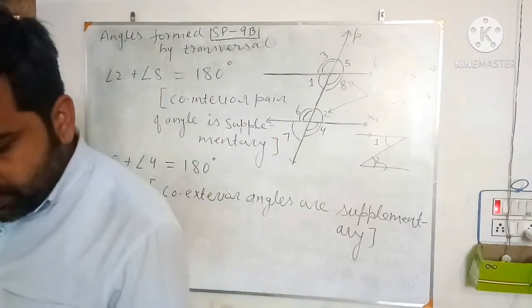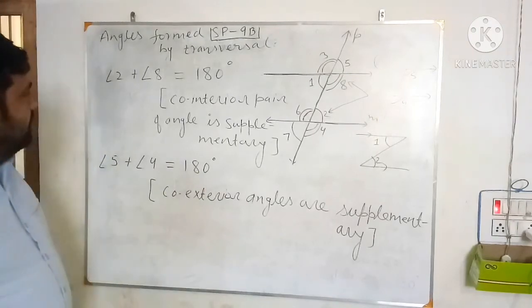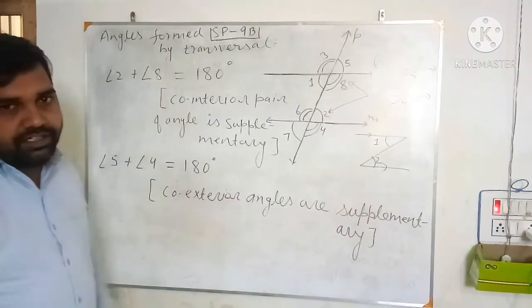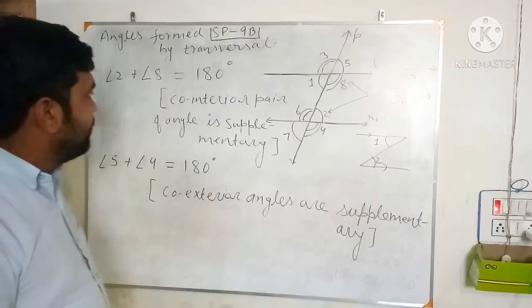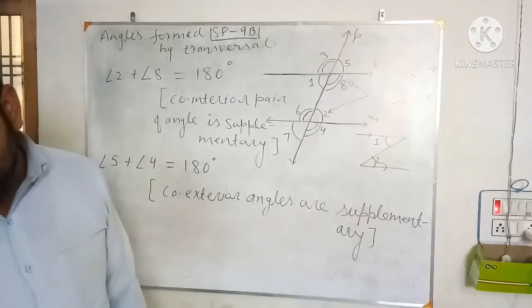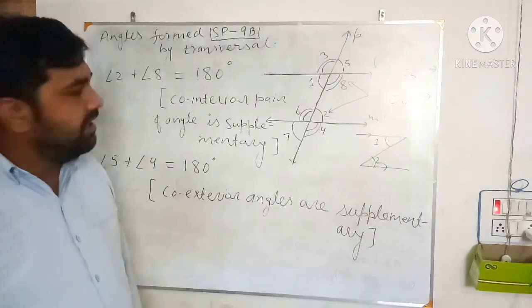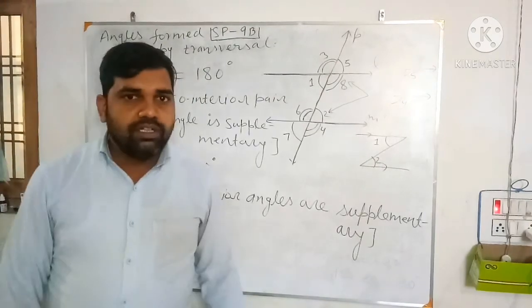So this is all for today, students. In this exercise we have used the concept of alternate interior and alternate exterior angles, corresponding angles and the co-interior angles. This we have studied. So in the next class we will solve the questions of the exercise, self practice 9b. Thank you for your kind attention.